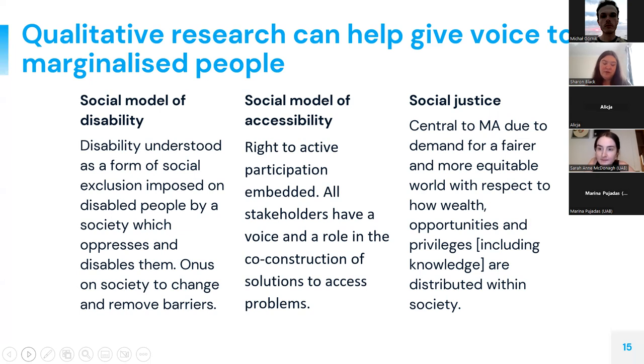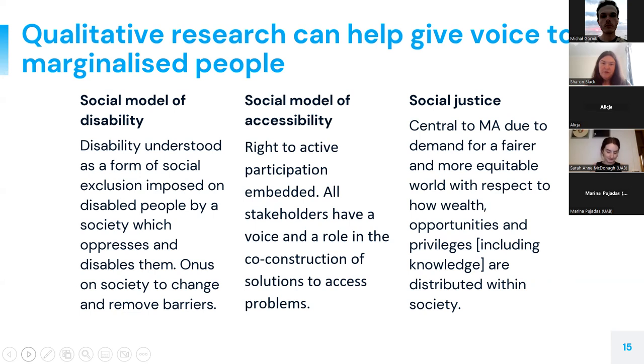It comes from the article by Tom Shakespeare, The Social Model of Disability, and also The Fundamental Principles of Disability. And this model, the social model of disability, is linked to what Gian Maria Greco calls the social model of accessibility in his article Towards a Pedagogy of Accessibility, published in 2019.